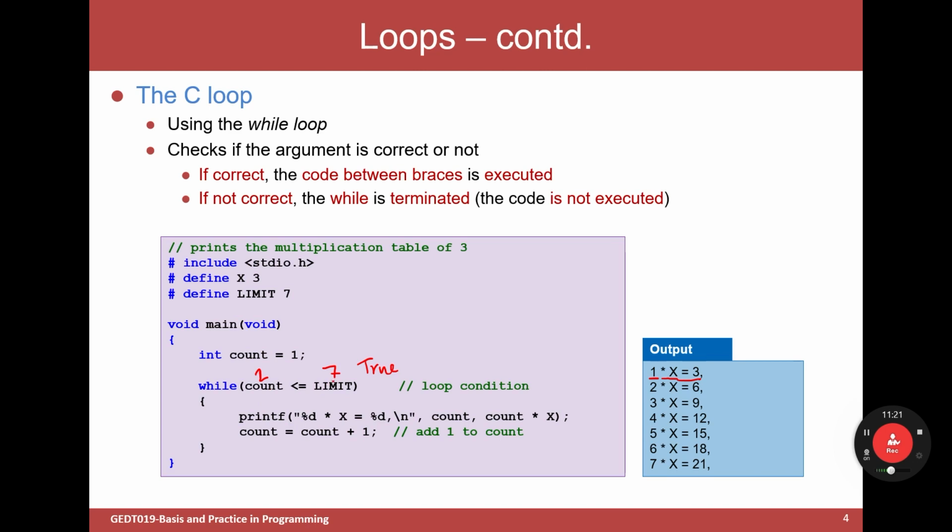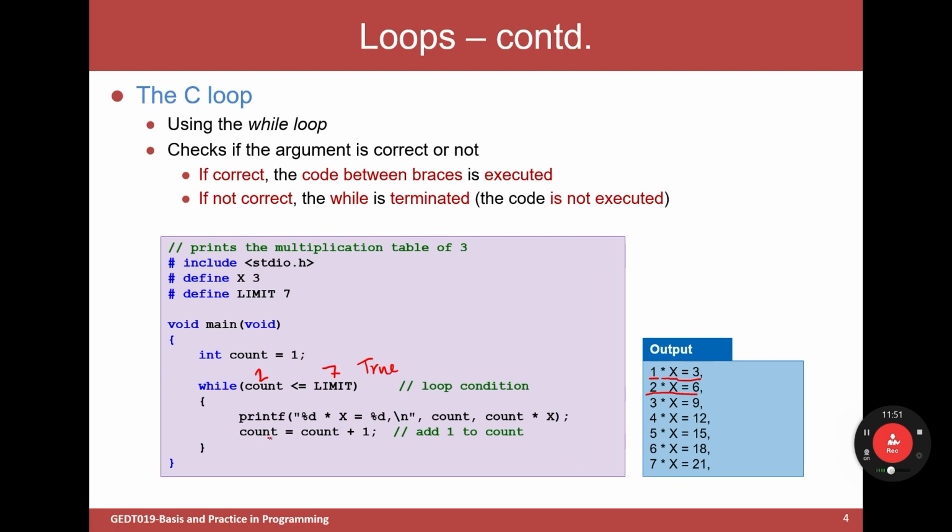2 is less than 7. Yes, it's still true. 2 is less than or equal to 7. So in this case, what will it print? It will print count, which is 2, times 3 equals 6. So it will be 2 times 3 equals 6. Why 6? Because 2 times 3 equals 6. So in this case, it will print this sentence, the second sentence. And then it will increase the count.